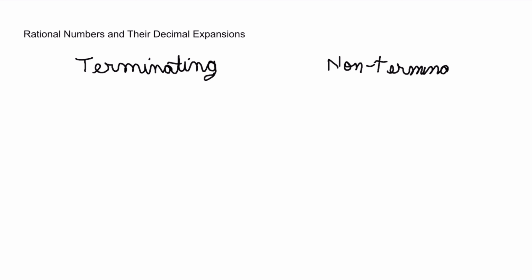Now let's talk about rational numbers and their decimal expansions. Okay, so what are rational numbers? Rational numbers have this tendency of being terminating or non-terminating and repeating. Okay, this means that any number which can be expressed in the form of p by q, and is either terminating or non-terminating repeating, will be classified as a rational number.